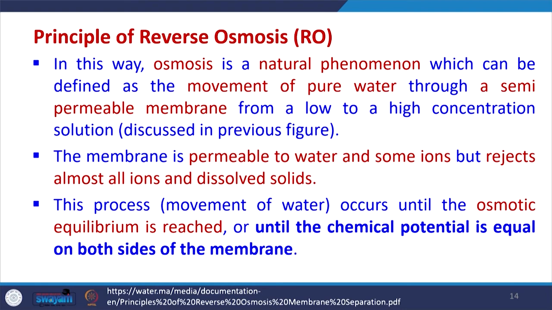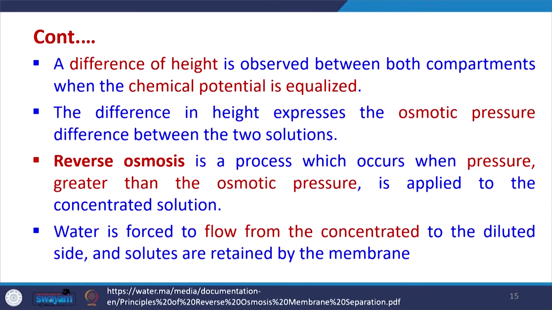The membrane is permeable to water and some ions, but rejects almost all the ions and dissolved solutes. This process occurs until osmotic equilibrium is reached. In chemical engineering terms, this is when the chemical potential becomes equal on both sides of the membrane. Now, a difference of height is observed between both compartments when chemical potential is equalized. This difference in height is measured as the osmotic pressure, which was given earlier.